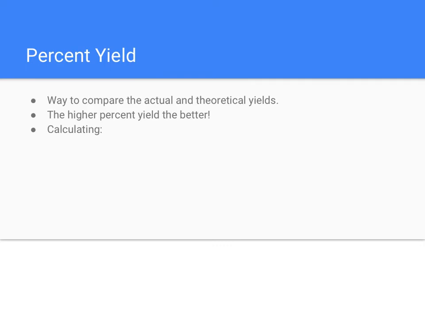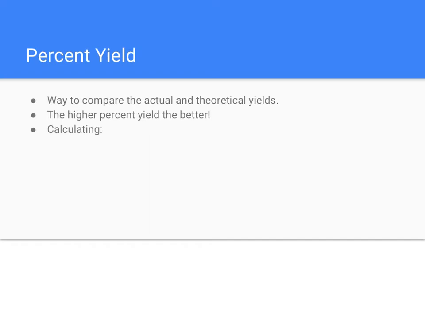The percent yield, then, is something that scientists use as a way to compare the actual and theoretical yields. When it comes to percent yield, the higher the percent yield, the better. When we talk about calculating percent error, like we've done earlier in the year, you want to have a very low percent error. For percent yield, it's the exact opposite. You want to have a very high percent yield. The higher your percent yield, the closer to the theoretical amount that you should have made.